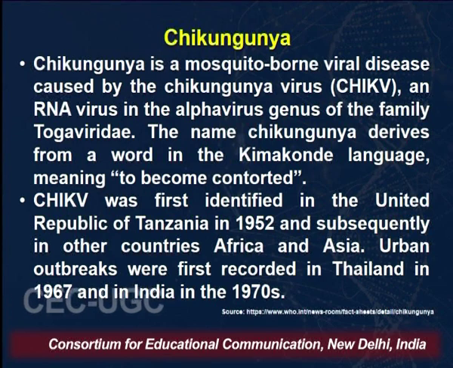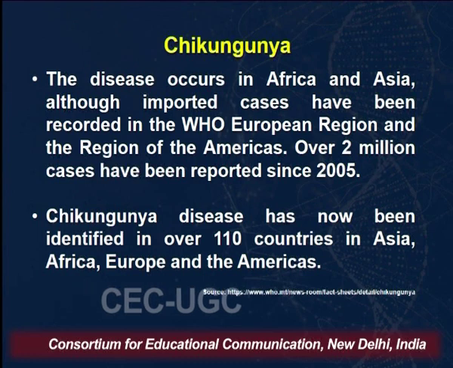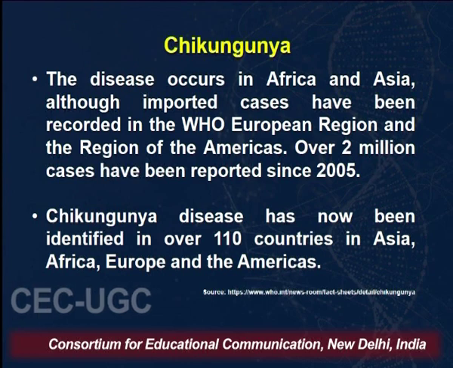Now, the chikungunya virus was first identified in the United Republic of Tanzania in the year 1952, and subsequently various other countries reported outbreaks, which include countries in Africa, Asia, Thailand and India in the 1970s. Now, the disease is occurring in Africa and Asia, and many of the European countries and the American countries are also coming up with these infections.